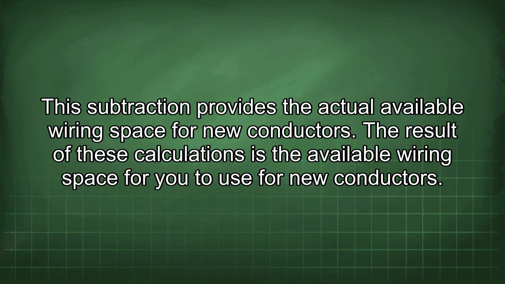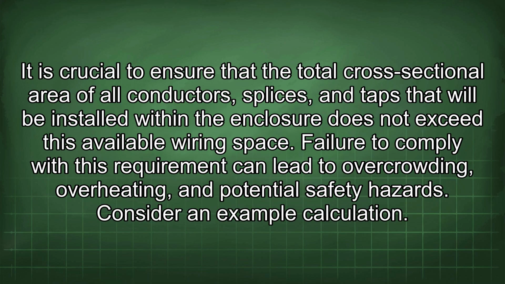The result of these calculations is the available wiring space for you to use for new conductors. It is crucial to ensure that the total cross-sectional area of all conductors, splices, and taps that will be installed within the enclosure does not exceed this available wiring space. Failure to comply with this requirement can lead to overcrowding, overheating, and potential safety hazards.